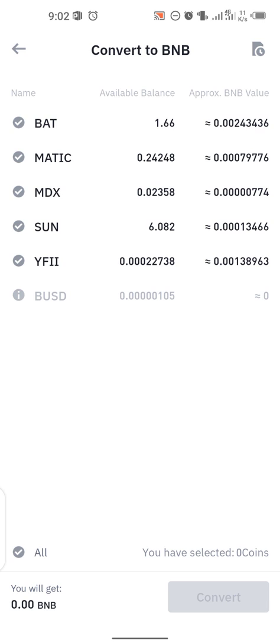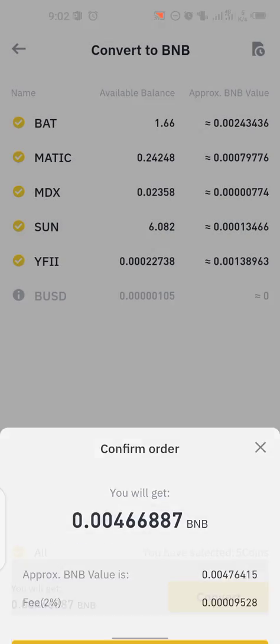Now you need to make sure that these assets you are converting are not coins you are trading. Maybe some of you are trading with $10 or $15. Sometimes they might appear here, so make sure you're not trading them in your exchange. So I will tick all, then I will convert.